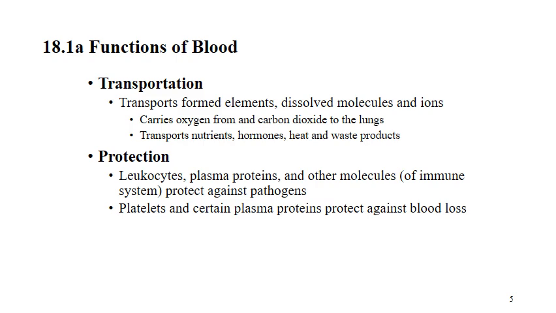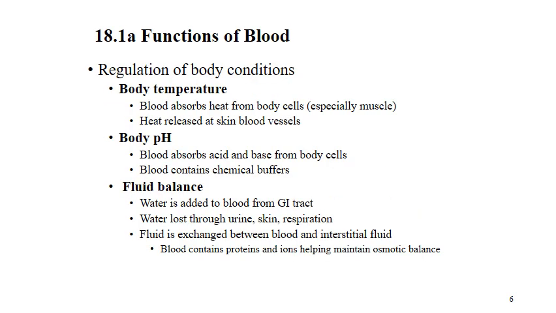Along with that, we've got our protection. Leukocytes, those white blood cells, the plasma proteins, and other molecules of the immune system are going to help protect us against pathogens. And then platelets and certain plasma proteins are going to help with protecting us from blood loss.